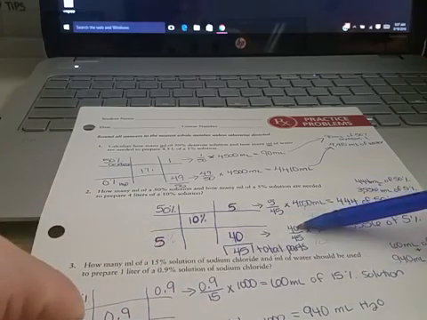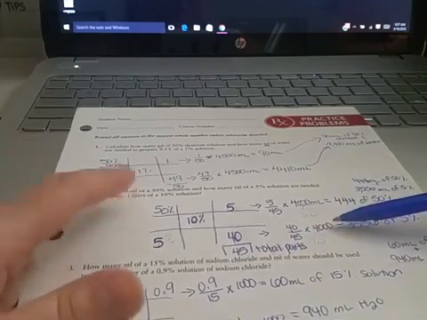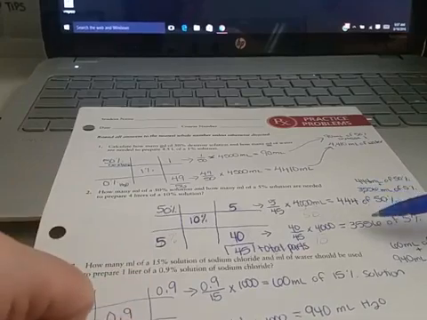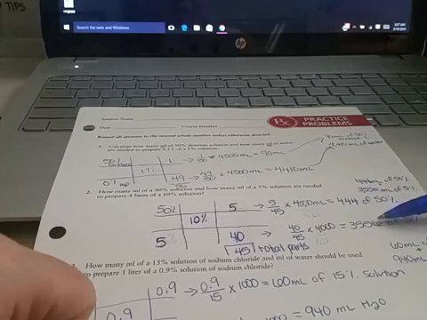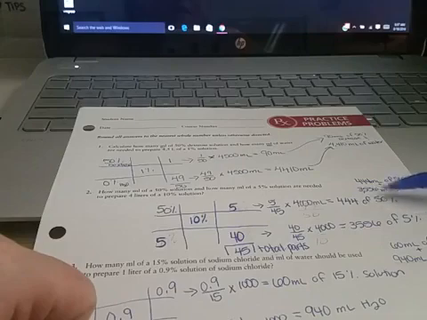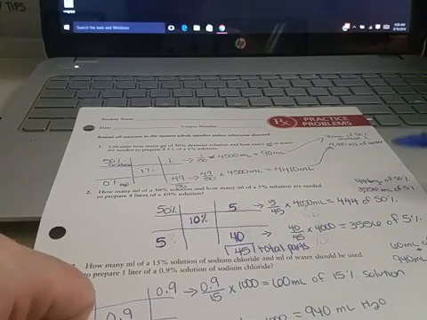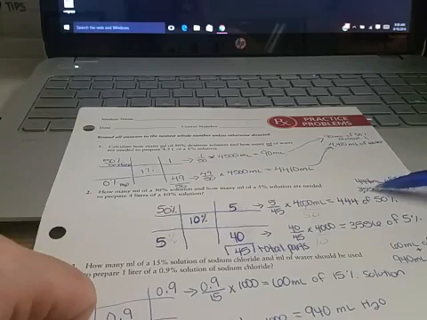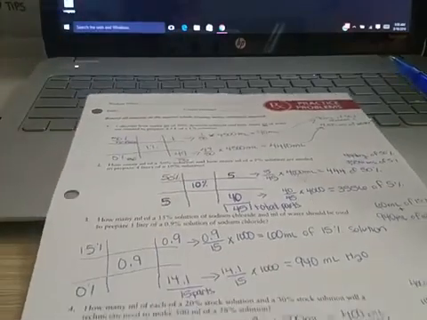So then you get your 40 parts out of your 45 parts and you multiply it by 4,000, because that's how much 4 liters is. And you get a total of 3556 ml of 5% solution. So you need 3556 ml of 5% solution and 444 ml of 50% solution. You mix these two together in order to get a 10% solution at the end of the day. And you can double check your work. If 3556 plus 444 equals 4,000, you're off to a good start. It basically shows that you're correct.